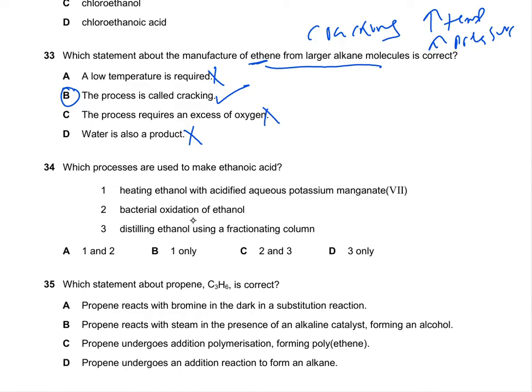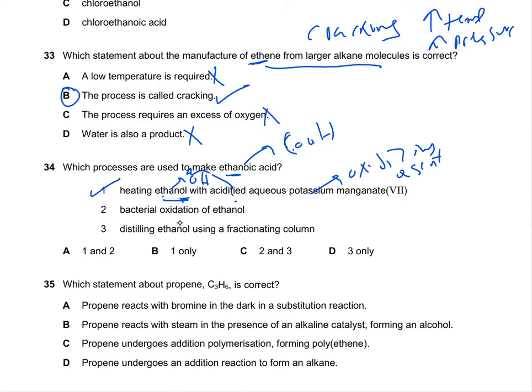Yes. Which processes are used to make ethanoic acid? Ethanoic acid has a COOH group. Heating ethanol, which has an OH group, with acidified potassium manganate, that's an oxidizing agent. So it oxidizes ethanol when it reacts with it. When it oxidizes ethanol, it gives it another oxygen. So ethanol can become an acid, as the acid has one extra oxygen compared to ethanol. So that's true. That would produce the acid.